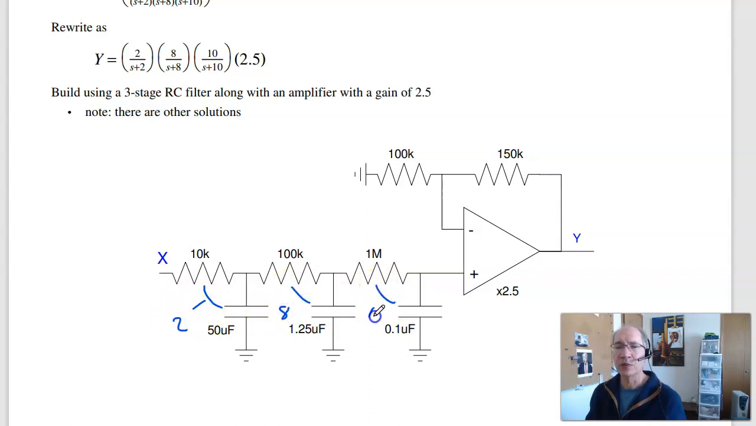Here, 1 over RC is 10. Given R, solve for C. This has the DC gain of 1. My plant has the DC gain of 2.5. So add a gain of 2.5 at the end, and I have the same filter. This is one way to do it, and there's others.